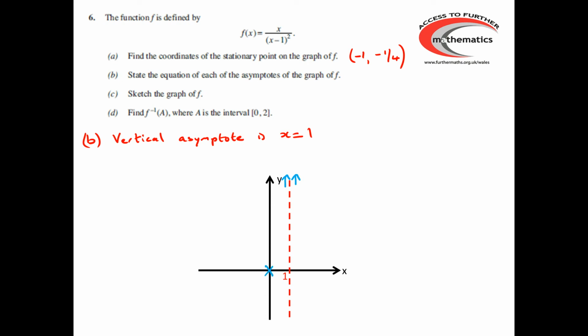It's worth noticing, as part of our process, we're going to have to think about what happens where the graph crosses the axes. And a moment or two's thought tells you the only point where the graph crosses the axes is going to be when x equals 0, y is 0.